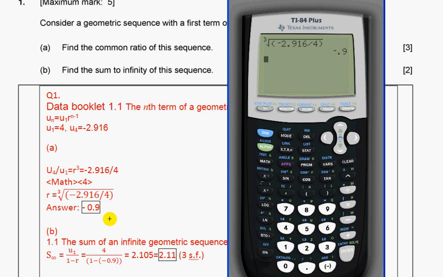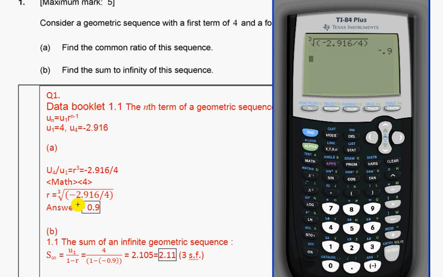Find the sum to infinity of this sequence. Section 1.1, the sum of an infinite geometric sequence is given by the formula. So 4 divided by, don't forget brackets, 1 minus minus 0.1. This gives me the value, to 3 significant figures. So I keep 1, 2, 1, and the last one I round. I round up because 5 is more than 4. So I get 3.64, let's check 1, 2, 3 significant figures. So I give the answer to 3 significant figures. This is standard.